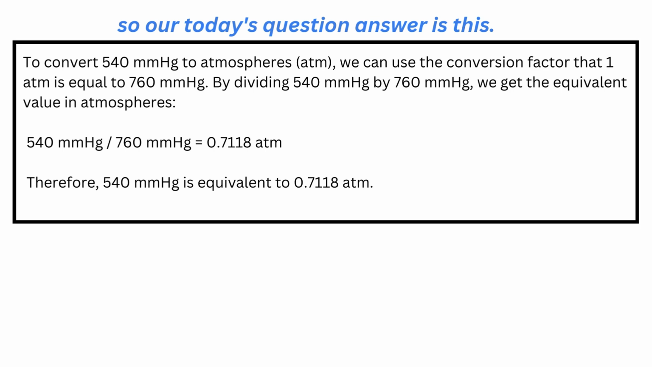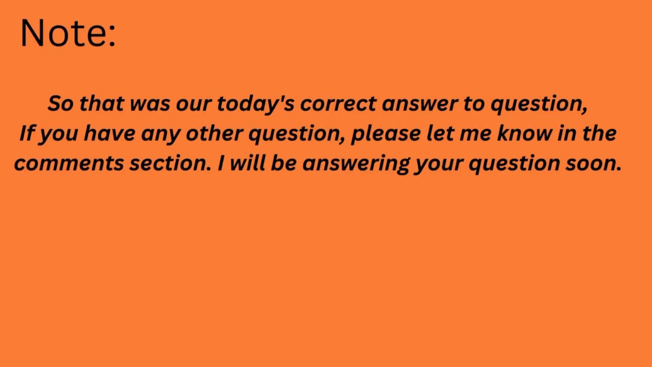540 mmHg divided by 760 mmHg equals 0.7118 atm. Therefore, 540 mmHg is equivalent to 0.7118 atm. So that was our today's correct answer to the question.